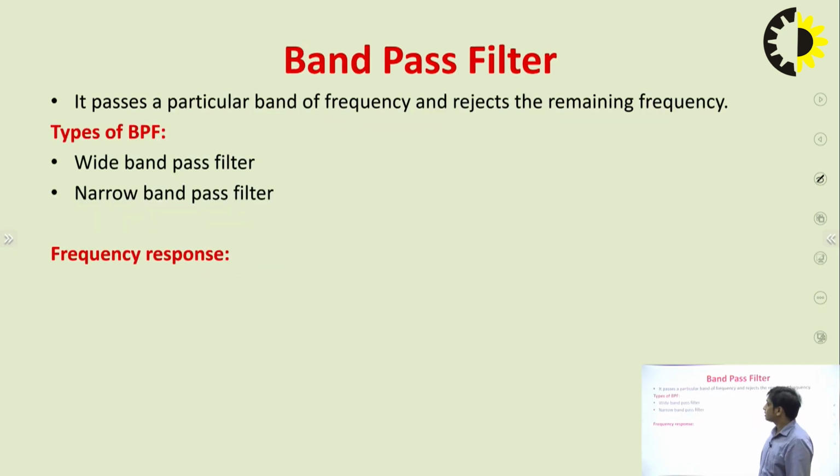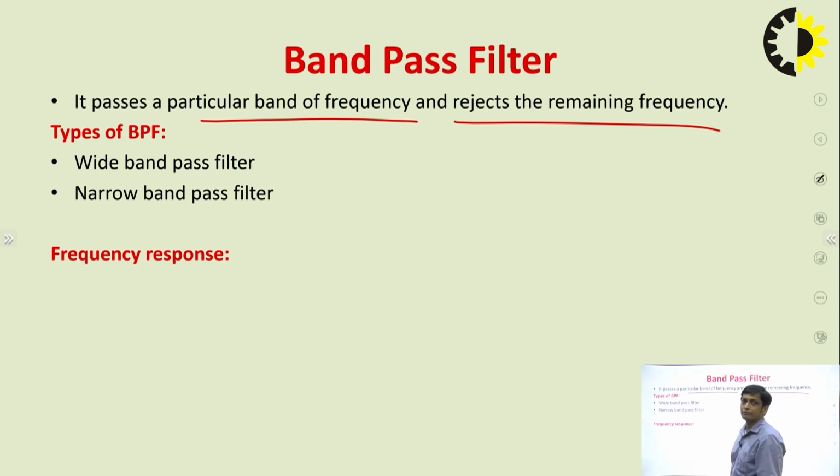Now coming to the next filter, that is the band pass filter. As the name suggests, it passes a particular band of frequencies and rejects the remaining frequencies. So band pass filters are of two types. The first one is the wide band pass filter and the second one is the narrow band pass filter. As the name suggests, a wide band pass filter passes a wide band of frequencies. A narrow band pass filter means it passes a narrow band of frequencies.